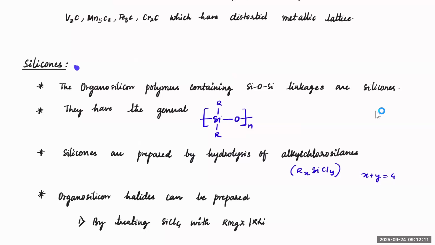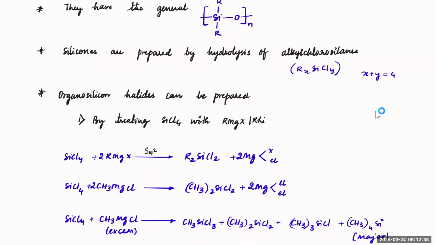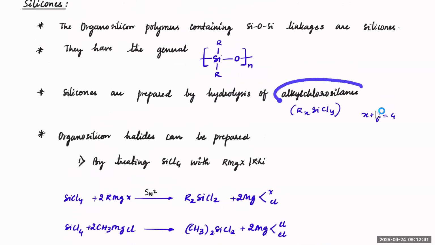Next, what about silicones? The organosilicon polymers contain Si-O-Si linkages. These are all called silicones. They have a general formula like this: silicon with R and R above and below, and then there is an oxygen connection to it. Imagine this is stretching as a polymer. Usually, silicones are prepared from alkyl chlorosilane, that is RxSiCl(4-x), where x plus y should always be equal to 4.